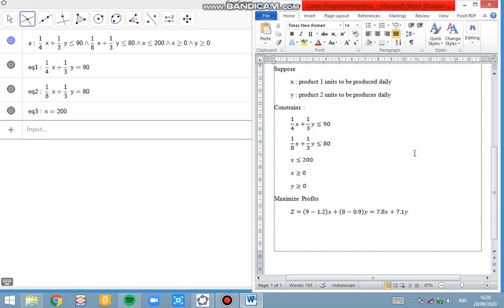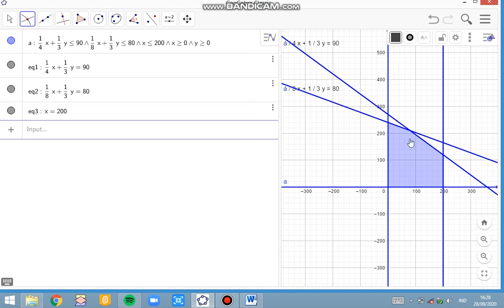Because production cannot be negative units, the non-negativity constraints are held. They are x greater than or equal to 0 and y greater than or equal to 0. The goal is to find the maximized profit. So the objective function in this case, represented by the letter z, is equal to 7.8x plus 7.1y. Okay, I have to find the feasible area of all the constraints.